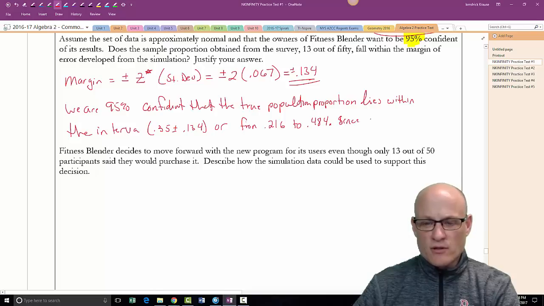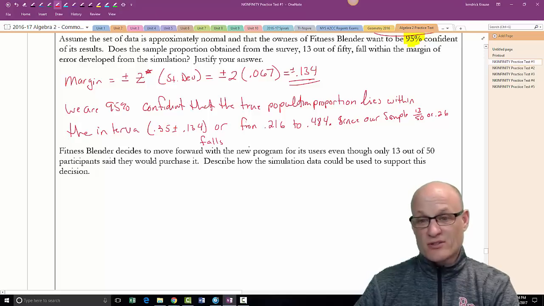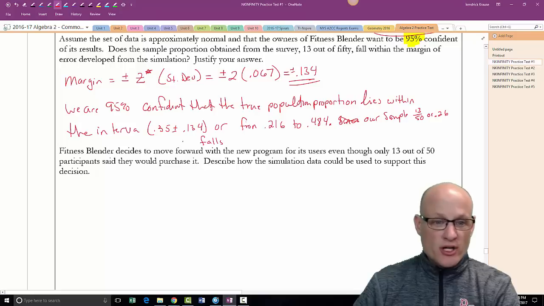So I should probably just say our sample, 13 out of 50 or 0.26, does fall within this interval.